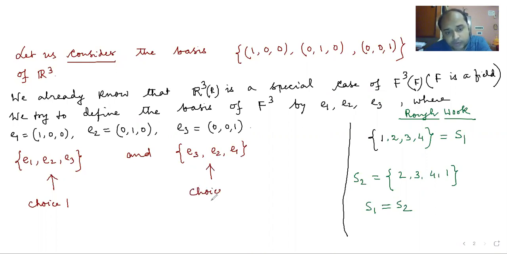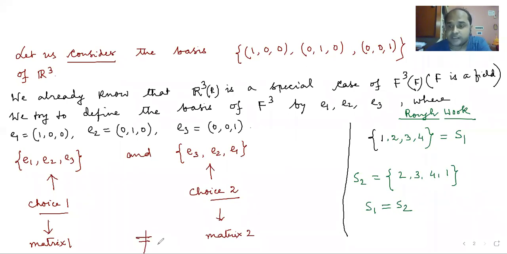With respect to these choices made, we shall get two different matrices. For this I shall get a matrix which will be termed as matrix 1, and for this I shall get a matrix which will be termed as matrix 2. So these two representations will not be the same. We are going to see it in this particular class. So here the positions actually matter.